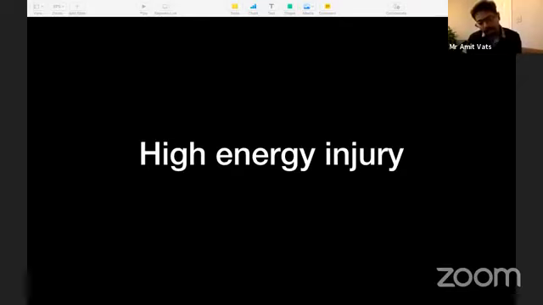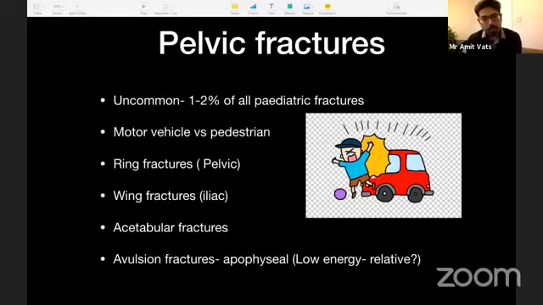Now, having discussed the limping child or non-traumatic or low energy injuries, let's move on to high energy injuries around the hip. Let's talk about pelvic fractures first. They are uncommon. About 1% of all the pediatric fractures that you might see might be a pelvic fracture.